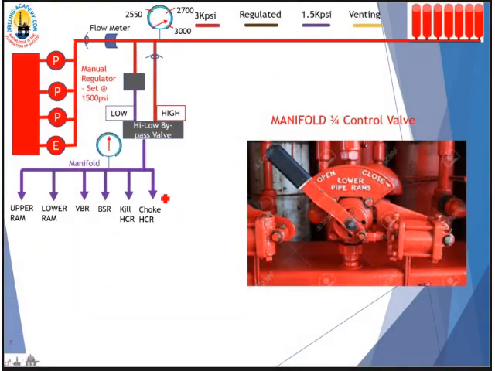All right, now we come to the manifold. As we said before, the manifold has 2 inputs here, low and high. All right? And the regulator is manually controlled and set at 1,500 psi. It supplies power fluid to all the RAM BOPs and the 2 HCR valves. And all of these control valves look like this. And the high-low bypass valve also looks like this. All right, we call it the manifold 3/4 control valve or manipulator.